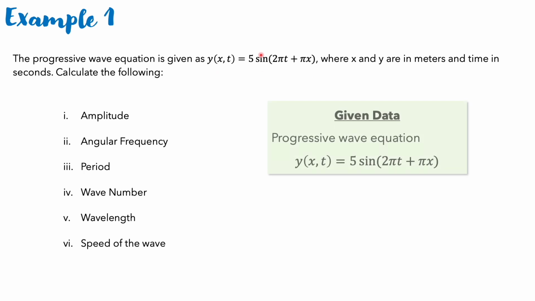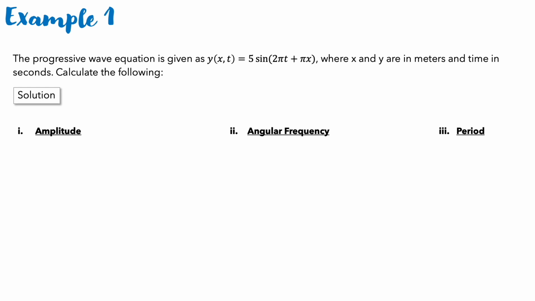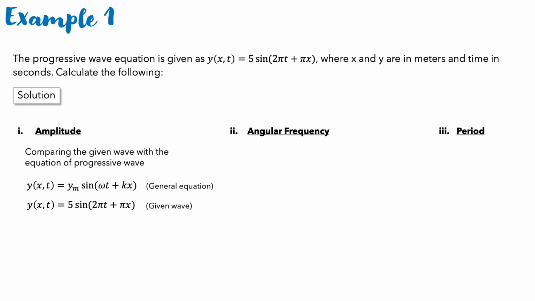So the given data is this one, and we are given the progressive wave equation. From here we can extract all the information that is required from us. So first, amplitude. In order to calculate amplitude, we will compare our given equation with the standard or general equation of the progressive wave that we saw on the first slide. This is the standard representation, and this is the one that is given to us. When we compare this, we can get the value of our amplitude.